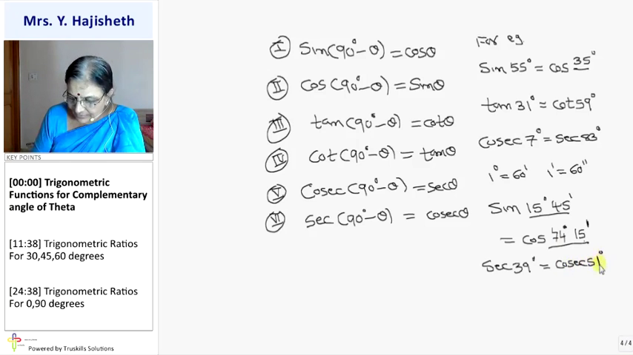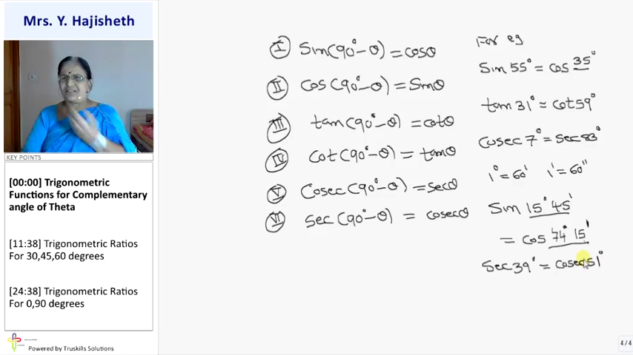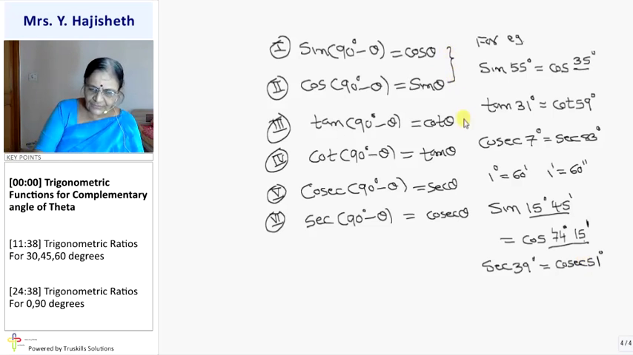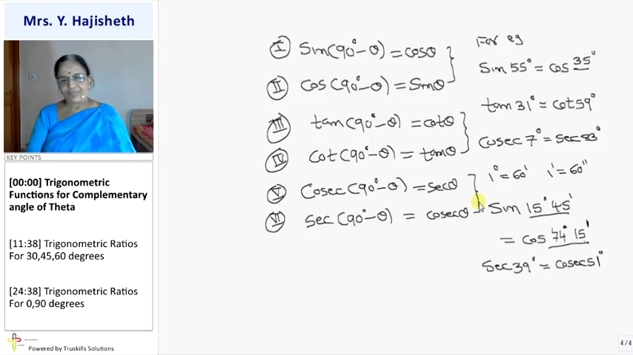Are you clear about this? You can go on taking sine or cos or tan of any one angle and find out cos, cosec, cot of its complementary angle. Sine of one angle is cos of its complementary. Tan of one angle is cot of its complementary. Cot of one angle is tan of its complementary. Because pair is between sine and cos, between tan and cot, and between cosec and sec. Clear?